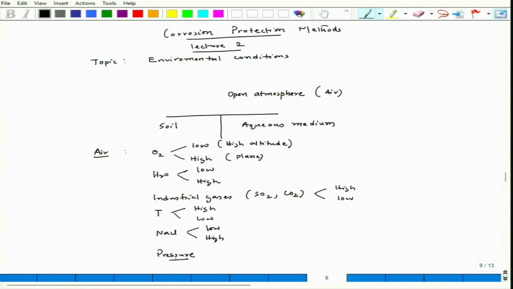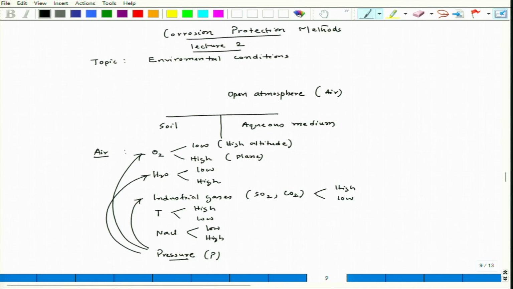So, this pressure. When I talk about pressure, it is low pressure or high pressure, and that low or high pressure also relates to industrial gases as well as oxygen or even moisture, fine. So, those effects will be there. These are some of the effects we can think of.